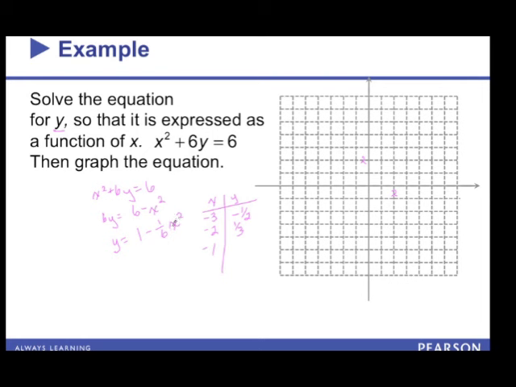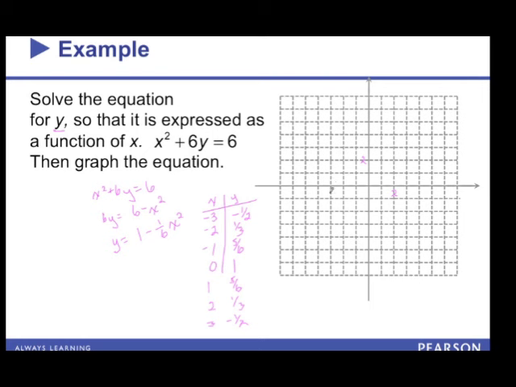-1. -1 squared is 1. Times -1/6. So I'll have 1 minus 1/6, or 5/6. The 0 makes 1 minus 1/6 times 0, so just 1. Now when I go the other side, 1, I get the same thing when I square it, so I will have 5/6. 2 will be 1/3. 3 will be -1/2. And those are the points I can use for graphing.